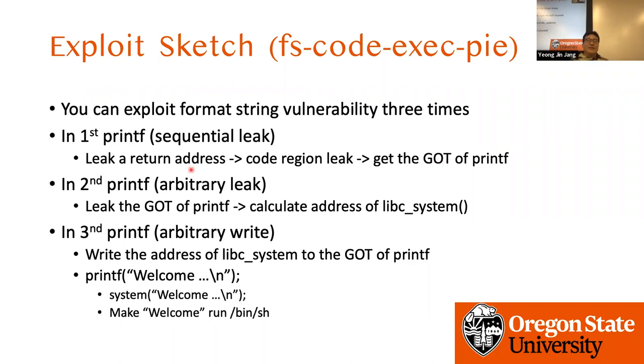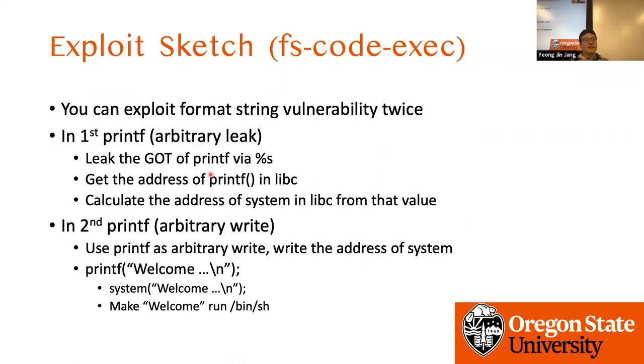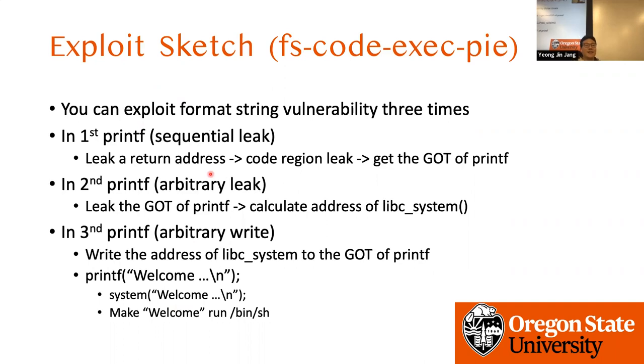And then once PIE has been broken, the next two steps are the same as this one. Leak the GOT of printf, calculate the offset of system, and then overwrite that GOT of printf into system. So it will involve one more step than code execution. To exploit the PIE binary, you need to have two leaks and one write. That's what I want to teach for this challenge. Any questions about this method?